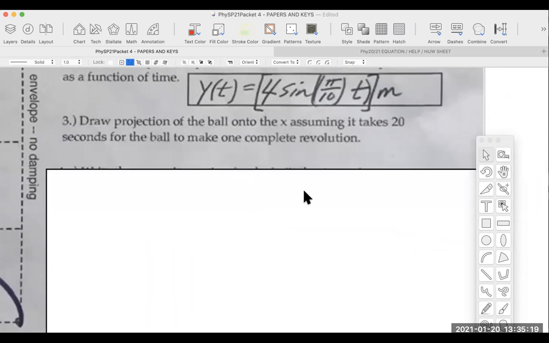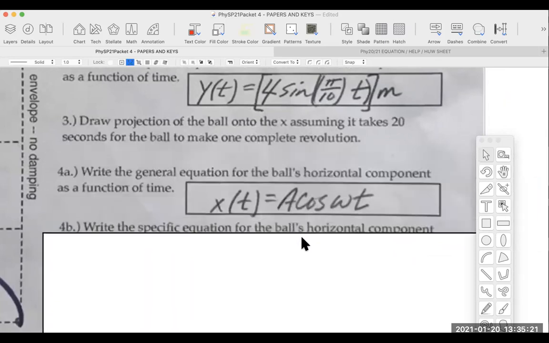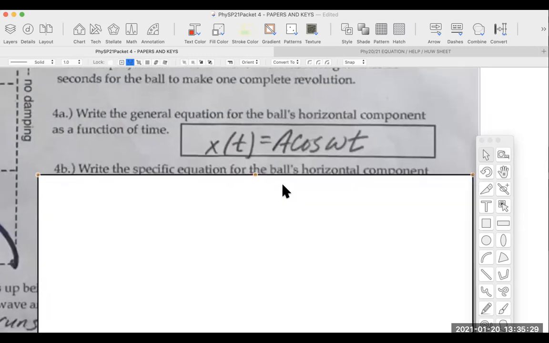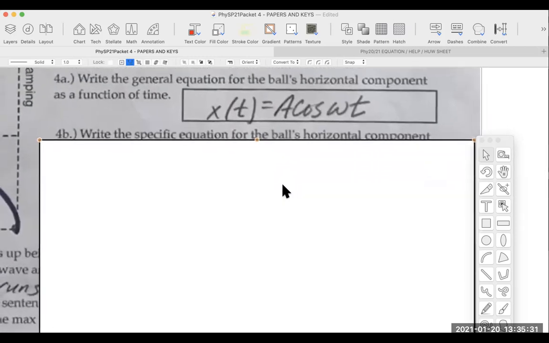Then it says to show the general equation here. Well, we see it's a cosine function, right? Cosine starts at maximum amplitude, no phase shifting here. And then it says to write the specifics. Well, this one's going to be about the same. The amplitude is still 4.